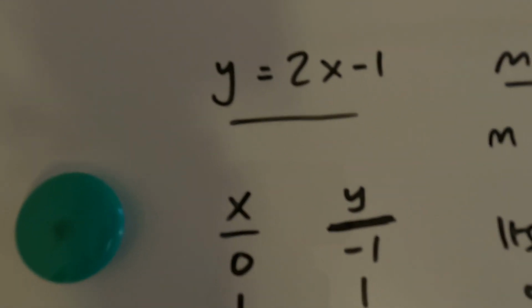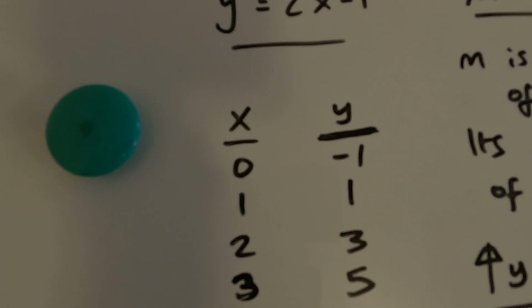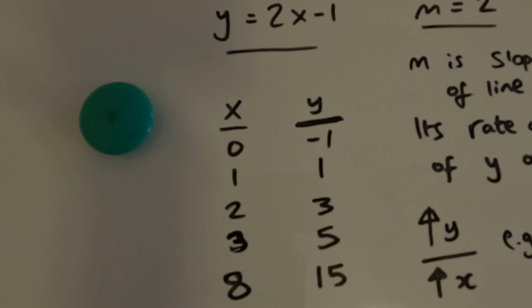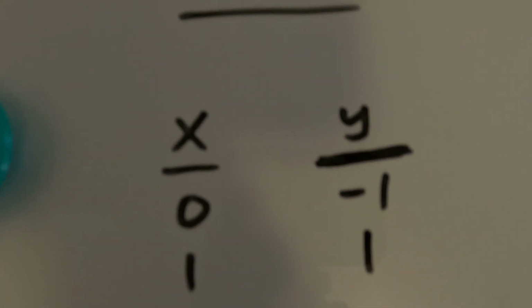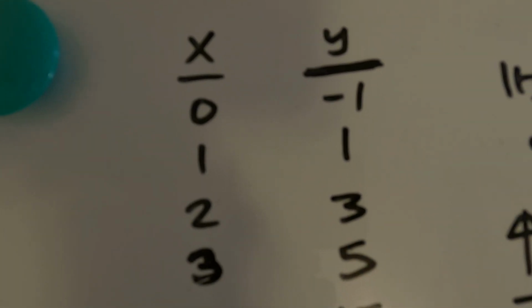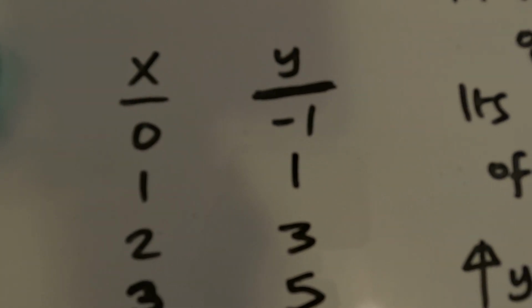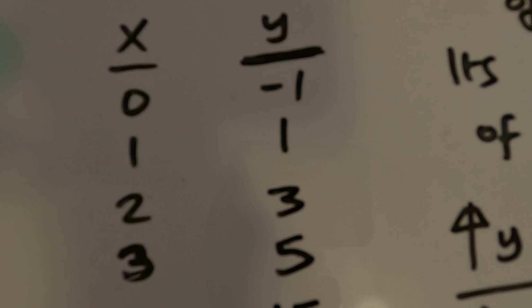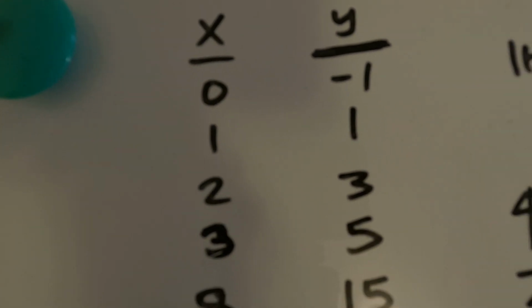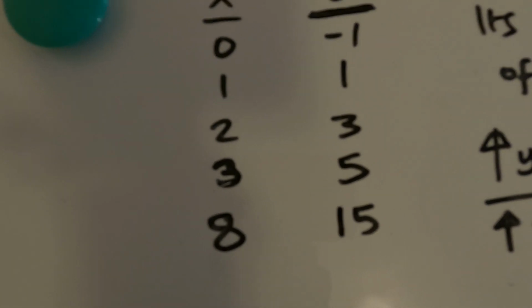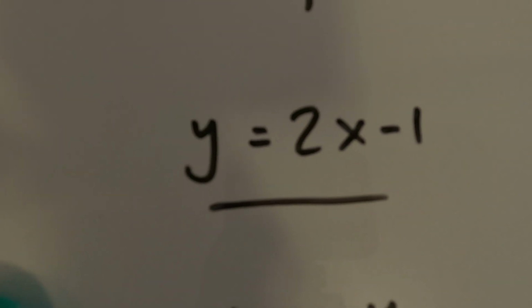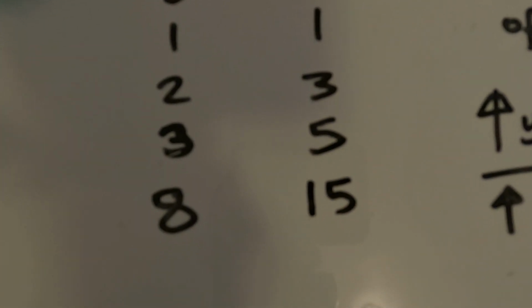So plug in x equals 0, you get y equals minus 1. Plug in x equals 1, you get y equals 1. Plug in x equals 2, you get y equals 3, and so on. Now, if you look at the first few values, x is incrementing by 1. It's going up in 1 each time, 0, 1, 2, 3. And y is going up in 2s. Minus 1 plus 2 is 1, 1 plus 2 is 3, 3 plus 2 is 5. So the difference between the previous value and the next value is 2 on the y side, and for x it's 1. And then I've thrown in another example, 8, just to demonstrate it more clearly. So y equals 2 times 8 minus 1, so that'll give you y equal to 15.